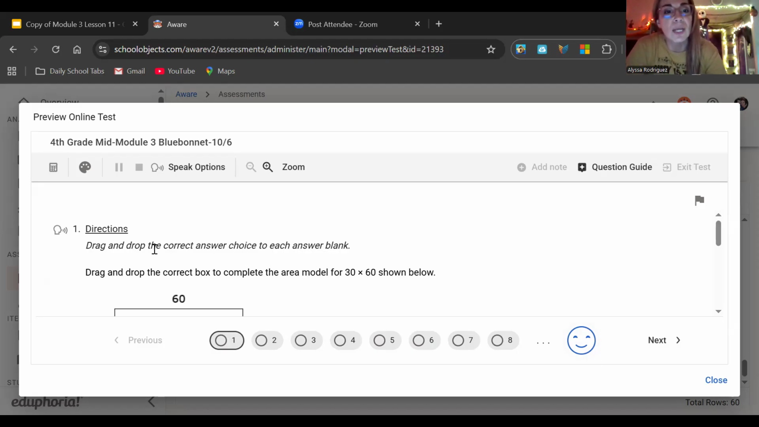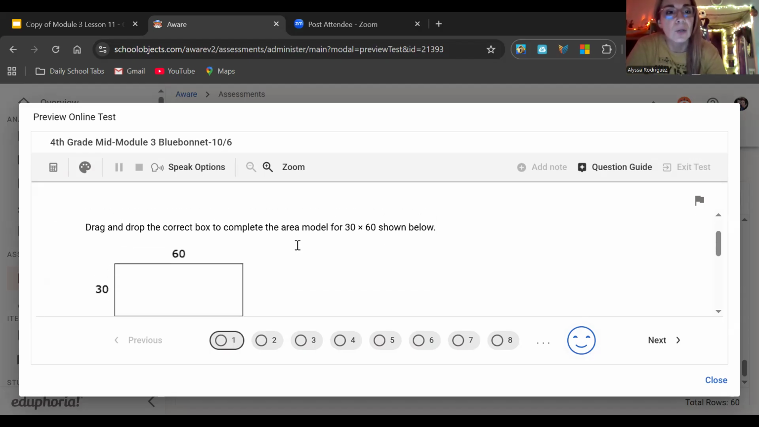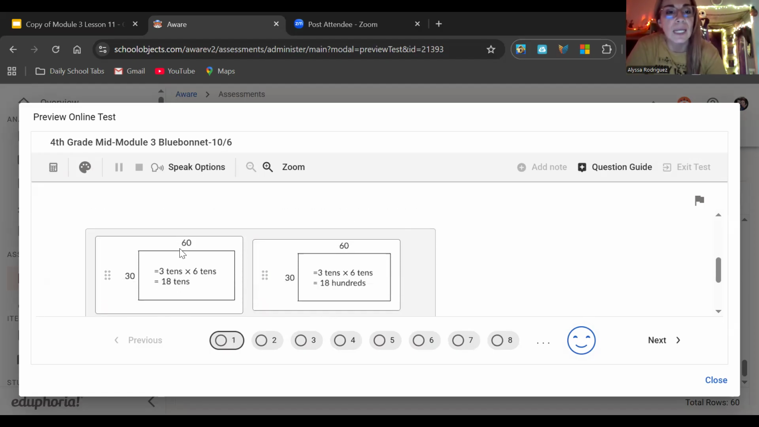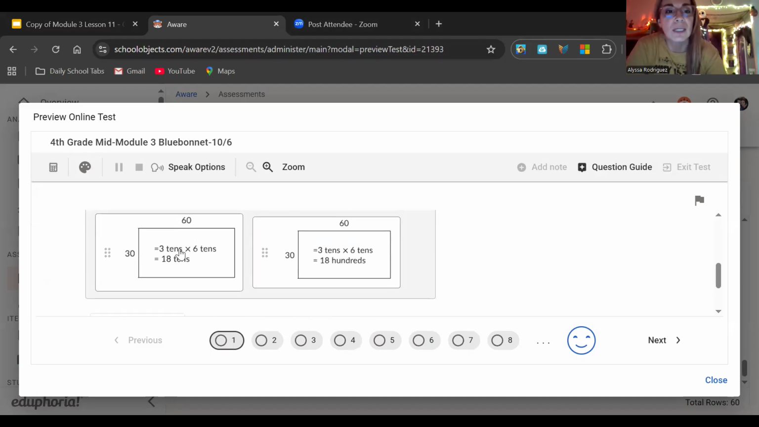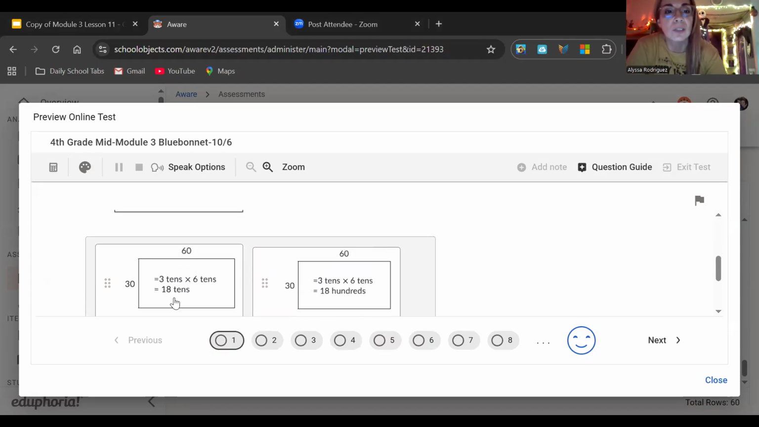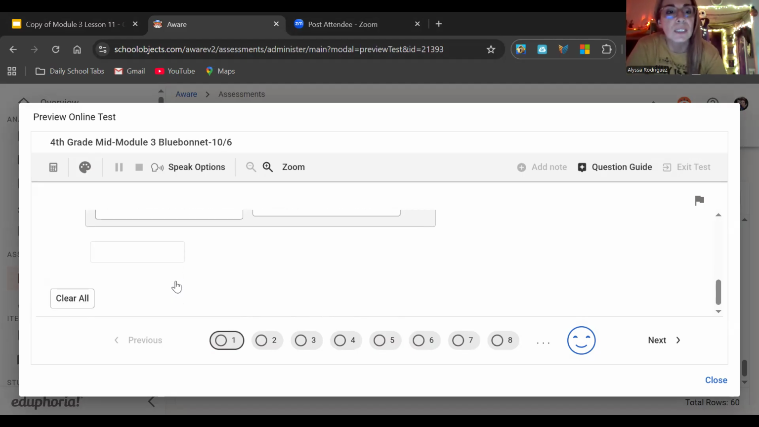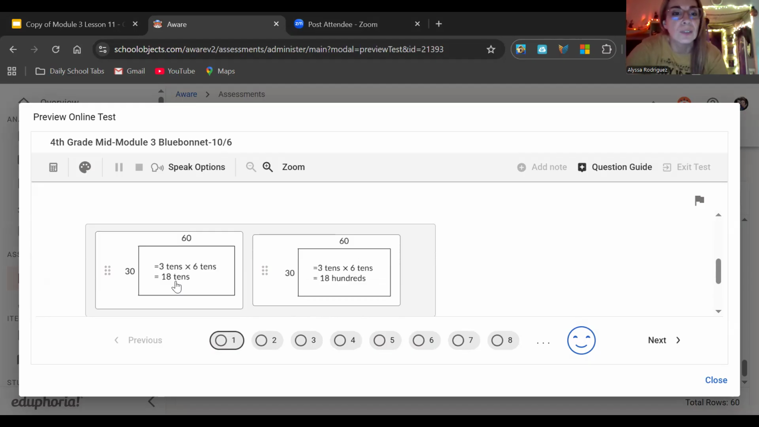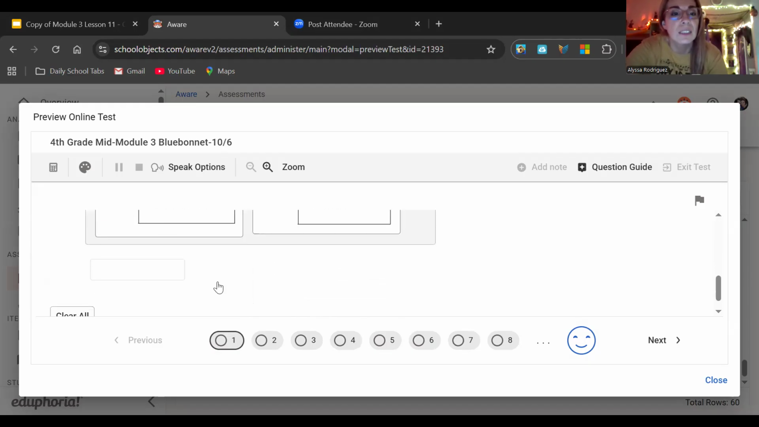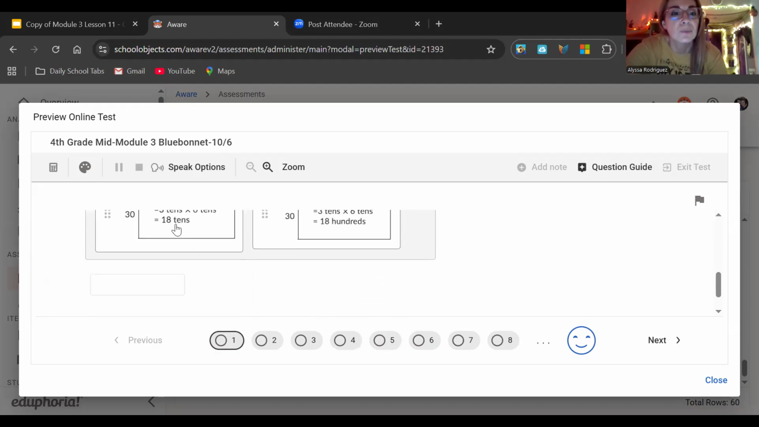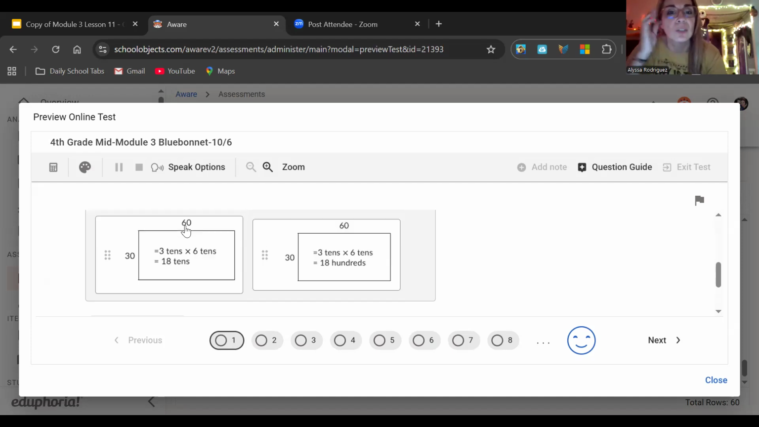So it says to drag and drop the correct answer choice in each blank. So you have a 3 and a 6. Remember? Length times width. So you're going to look and you're going to see which one of these is the correct answer. And I believe you can pick it up. And is it asking us to put it here? Yeah. So look at the answers.